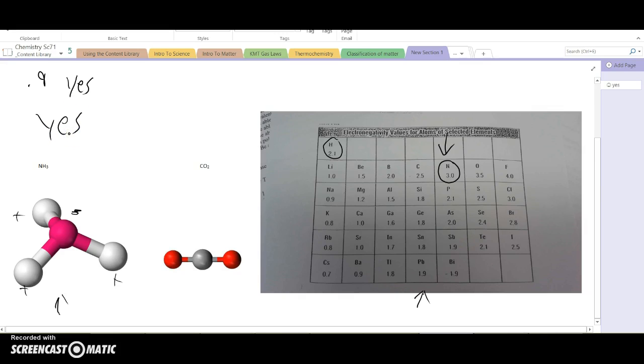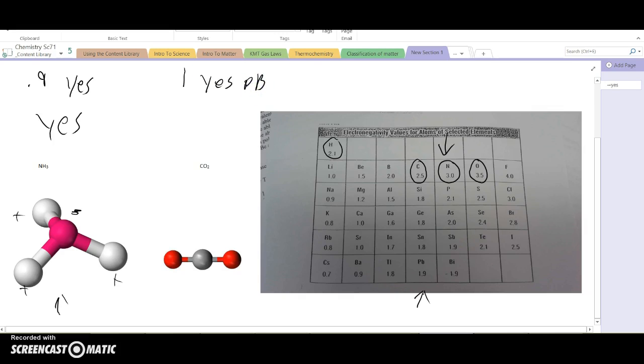Now let's take a look at another example. We have carbon dioxide. Again, we're going to start off by determining if it has polar bonds. Carbon has an electronegativity of 2.5. Oxygen has an electronegativity of 3.5. So its electronegativity difference is 1. So yes, it has polar bonds.